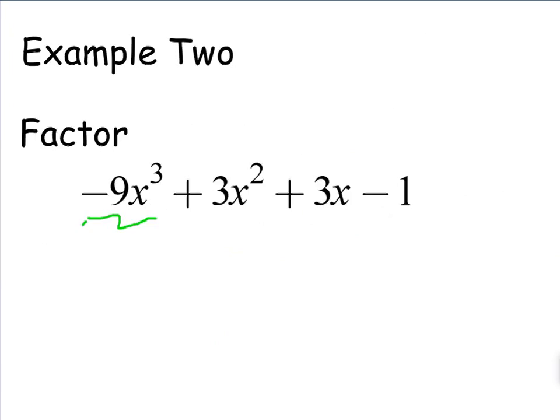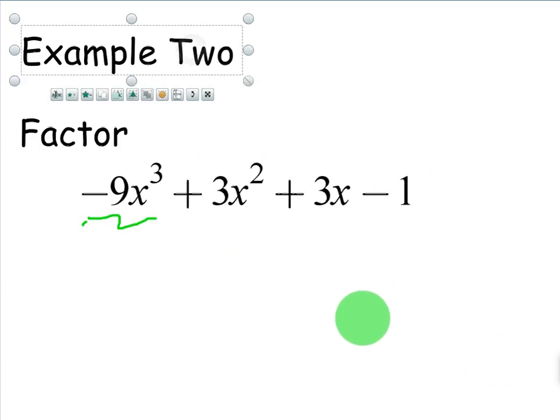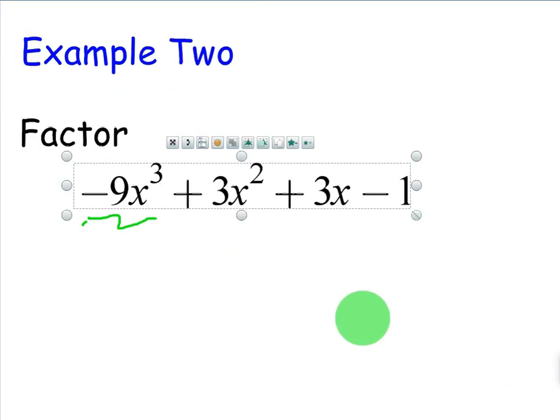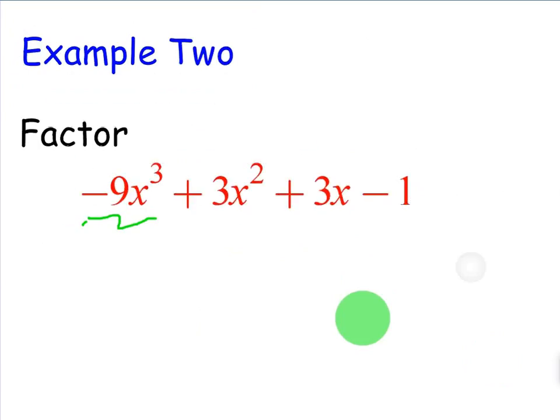Okay, I guess we have 3 examples. Example 2. Factor negative 9x cubed plus 3x squared plus 3x minus 1. I like this one because it's already grouped. Does anybody know how I know it's already grouped? When the powers go down like this, from 3 to 2 to x to 1, and it's only got one variable, I know it's grouped correctly.